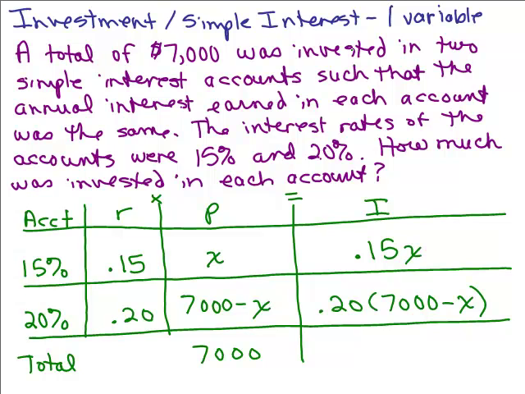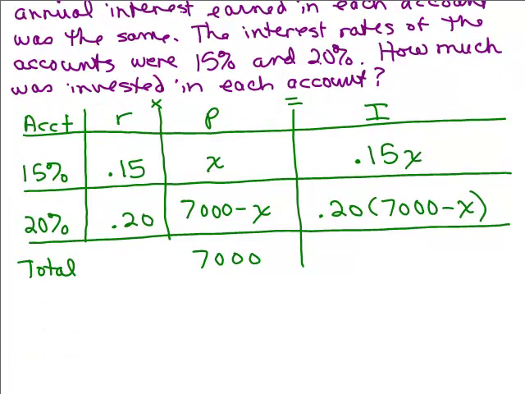A total was invested in two accounts such that the annual interest earned in each account was the same. Well, what does that mean, the interest is the same? That means these two are equal to each other. The interest earned in the 15% account is the same amount of money as the interest earned in the 20% account. So that's the equation.